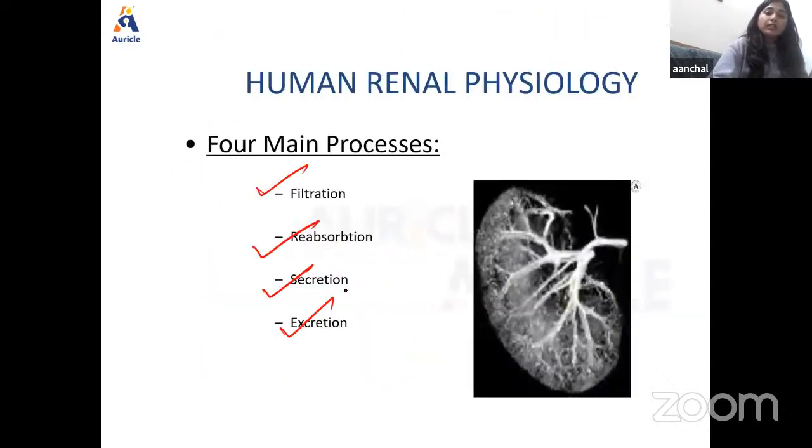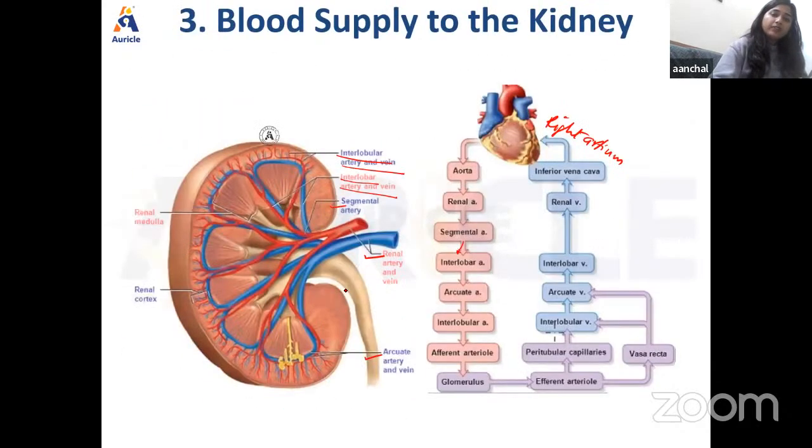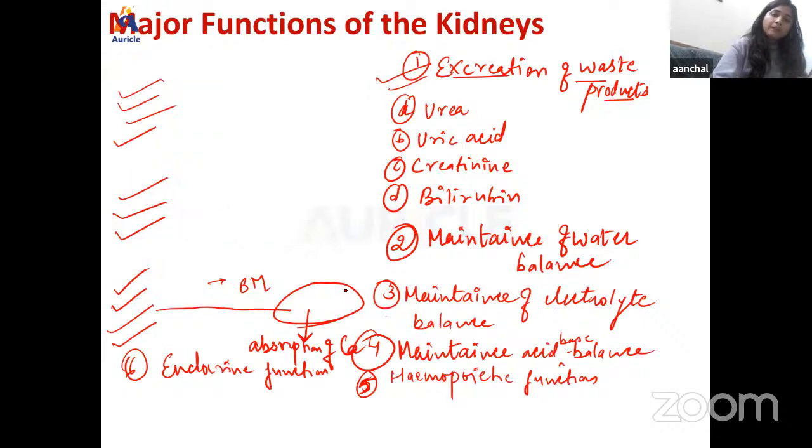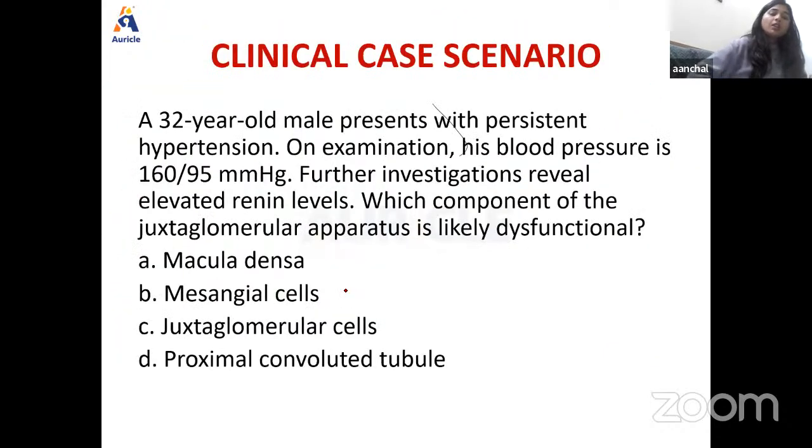Now, the clinical scenario case we're going to learn. A 32-year-old male presents with persistent hypertension. On examination, his blood pressure is 160 by 95 mmHg. Further investigation revealed elevated renin levels. Which component of the JG apparatus is likely dysfunctional? Here are the options. You have 30 seconds to answer.